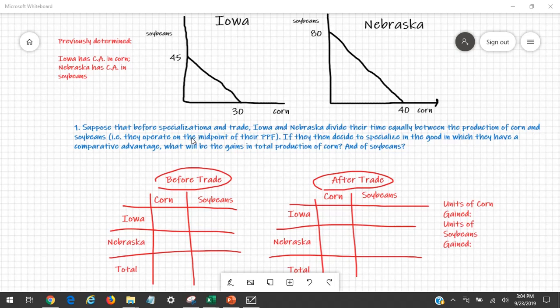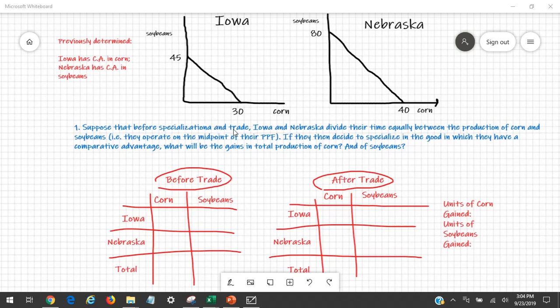To determine the answer to this question, you're going to need to make two tables that look something like this. You're going to want to put your two goods on top. So in this case, we have corn and soybeans. Those are the two goods being produced. Then you want to put your two participants or economies on the left, so Iowa and Nebraska. And then we're going to have a row that says total, because we're going to be adding together Iowa's production of corn plus Nebraska's production of corn, and Iowa's production of soybeans plus Nebraska's production of soybeans.